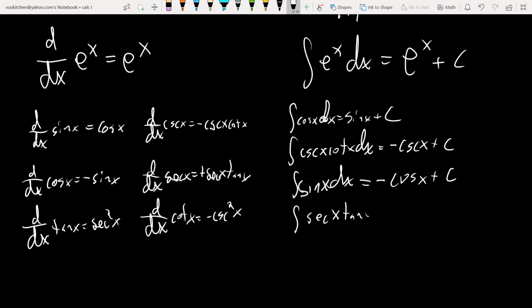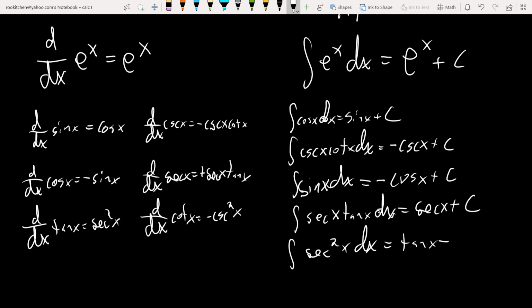Secant x tan x dx must be secant x plus c. The integral of secant squared x dx must be tan x plus c. And then finally, the integral of cosecant squared x dx must equal negative cotan x plus c.